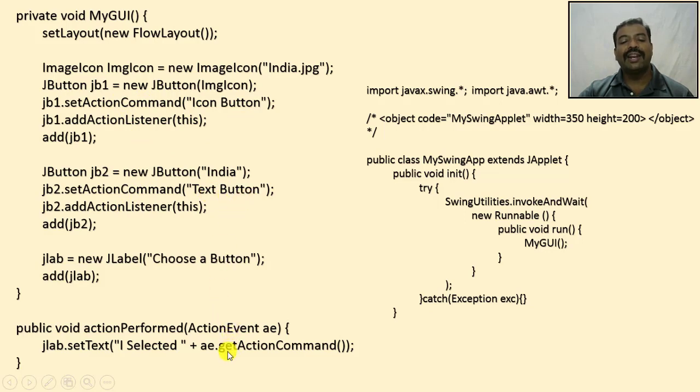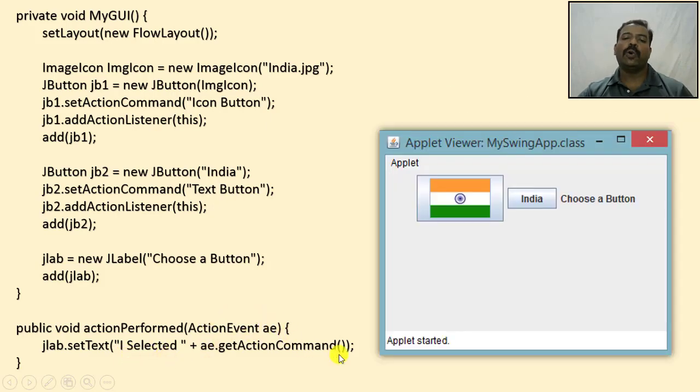And now I'm trying to get that action command. When I click on the first button, the action command is set to icon button, and this icon button will be fetched here and I'll display this as I selected icon button. Or if I click on this button, I'll have the message as I selected text button. And so now this is the output I'm going to get upon execution.